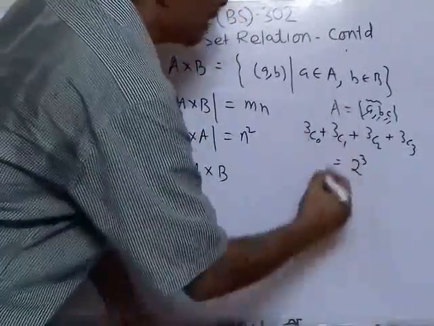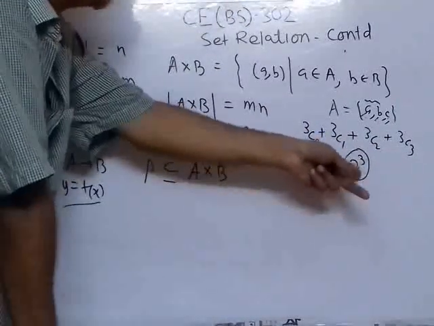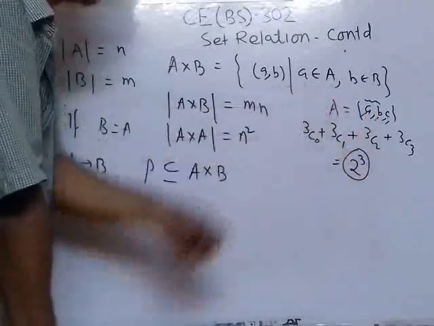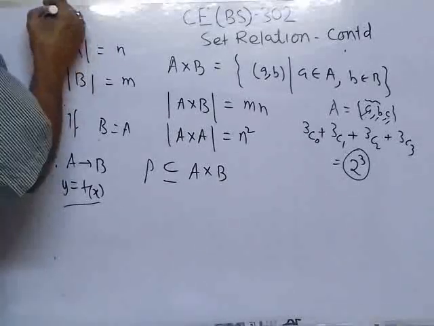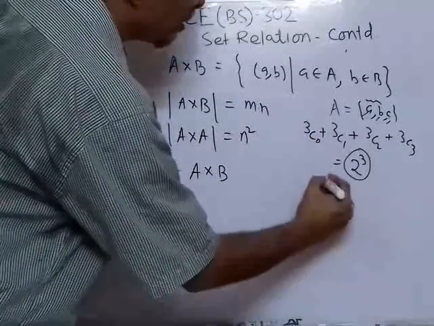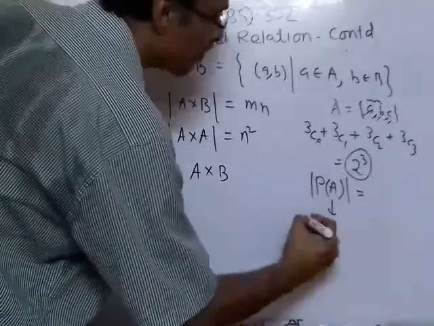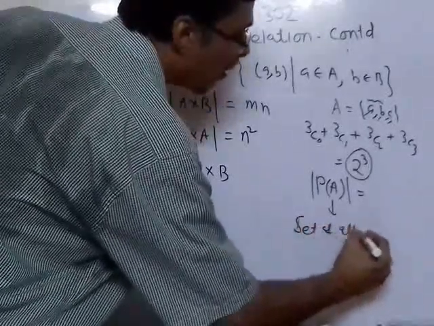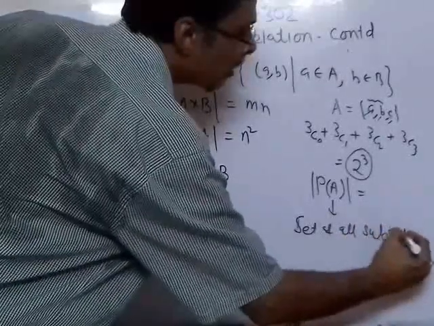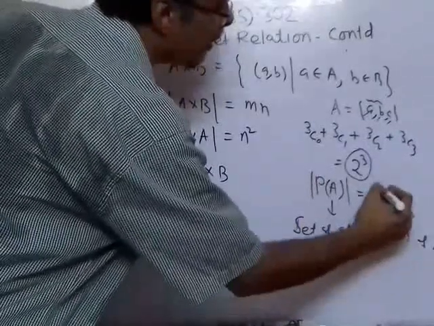So in general, this is the total number of possible subsets that can be formed out of these 3 elements of A. When the measure of A is n, then this is the total number of subsets. These subsets also form a set that is called the power set of A. This is the set of all subsets of A, and the measure of this set is 2 to the power n.